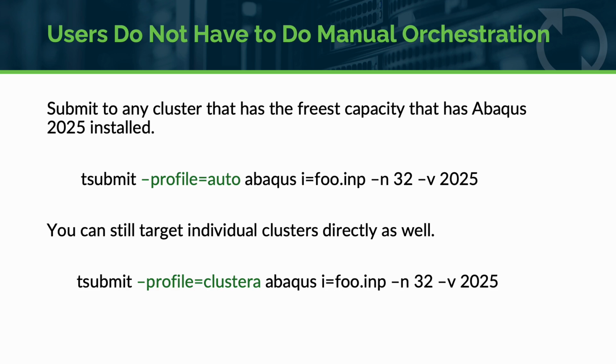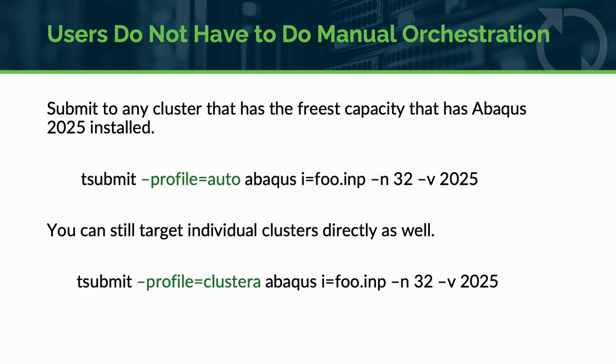The other thing is the manual orchestration of where are the versions of the software, how do I get my data there? So this is kind of an example of our command line portal called T-Submit. I can just say, I have this Abaqus input deck, find me a version of Abaqus 2025 in the enterprise that has 32 cores available right now, and just take care of all the data movement. So I type this command, and we'll show this demo in a later section.